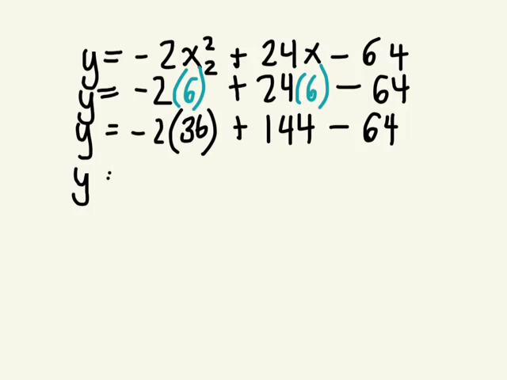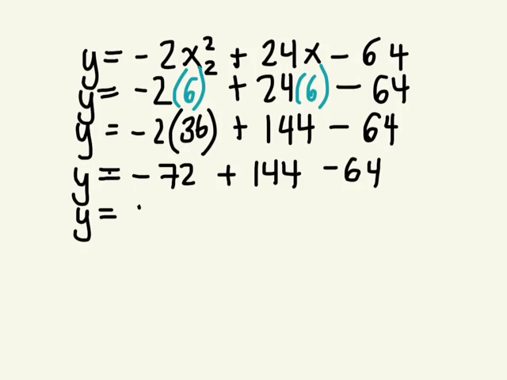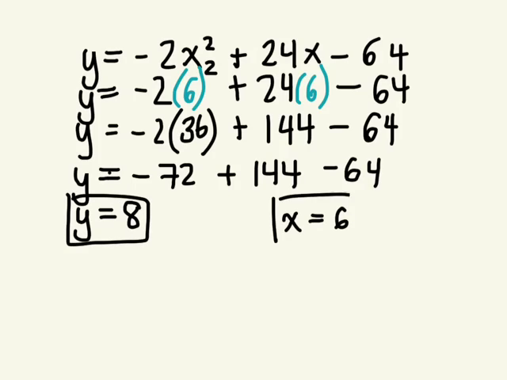6. Negative 36, 64. -72 plus 144 minus 64. What do you get? y equals 8. So when x equals 6, y equals 8. But this x value was the axis of symmetry, right?